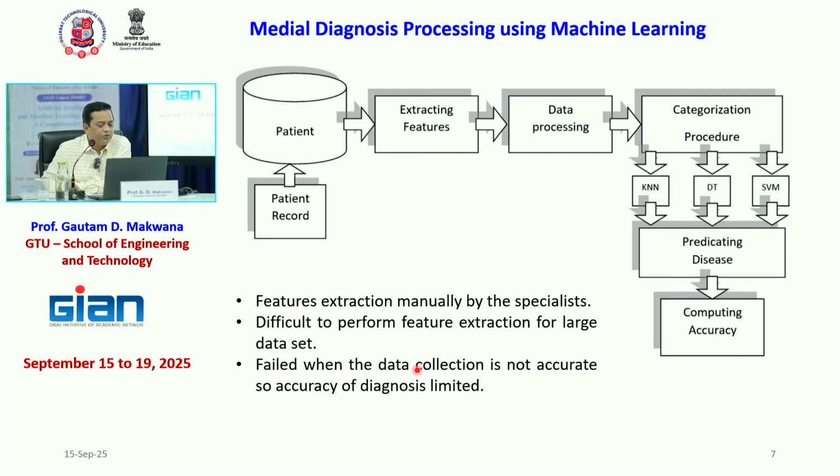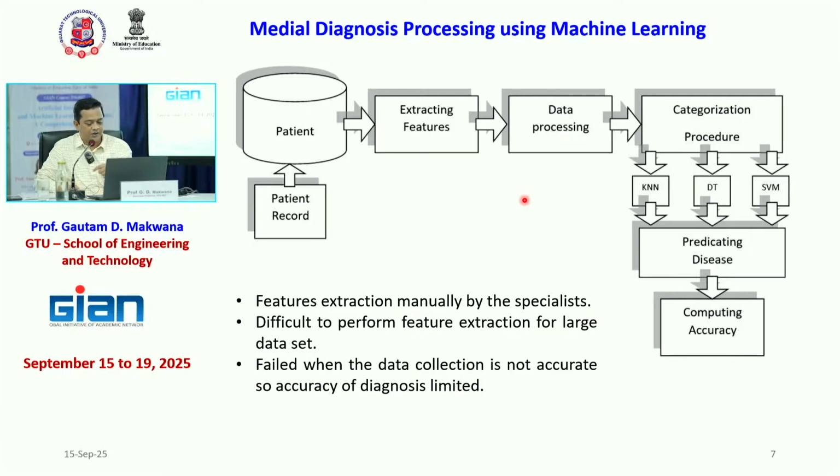The second issue is that it is difficult to perform feature extraction for a large data set. Even if you have 10,000 images and ask the doctor to separate out the features, no one will help you extract them. So these are the issues in machine learning based applications. The third is that it fails when the data collection is not accurate, so the accuracy of the diagnosis is limited. If your data collection is poor, then even if you use good algorithms, the accuracy will suffer.